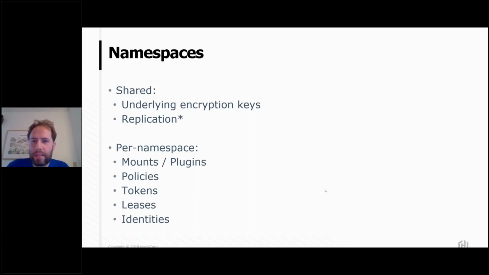But per namespace, things that are entirely within a namespace are things like what mounts you have, what policies you have, what tokens you have, the leases that you have for dynamic secrets like database credentials, and your identities. These are all things that are per namespace. So nearly all of Vault is now broken up in this way, where you can have very namespace-specific data.